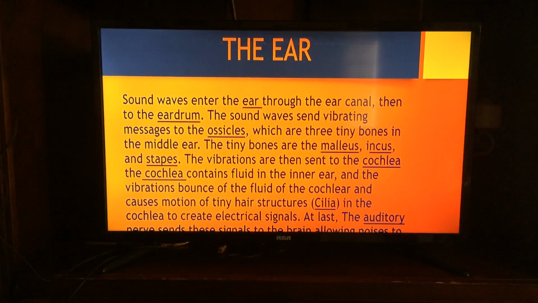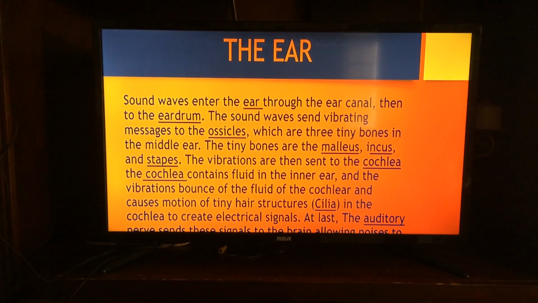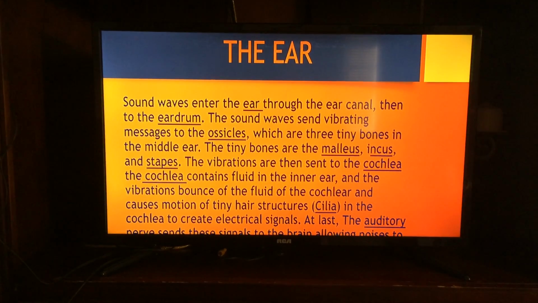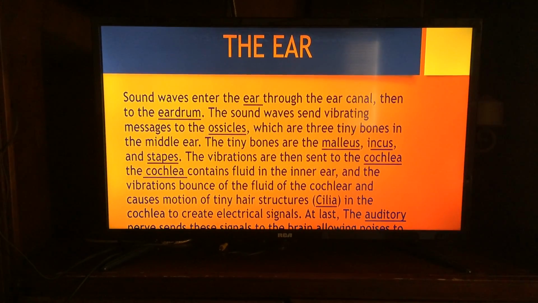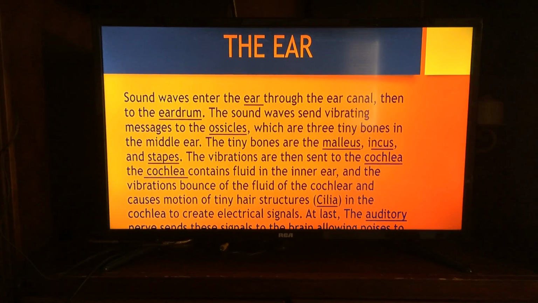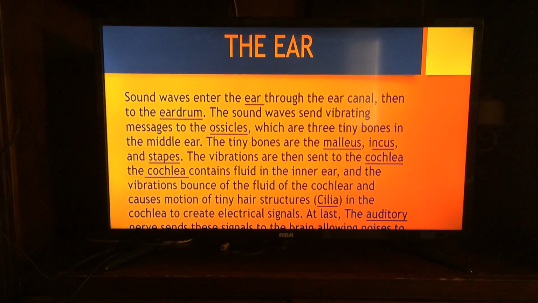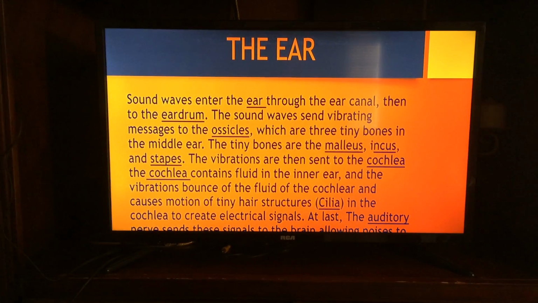Now to the ear. Sound waves enter the ear through the ear canal, then to the eardrum. The sound waves send vibrating messages to the ossicles, which are 3 tiny bones in the middle ear. The tiny bones are the malleus, incus, and stapes. The vibrations are then sent to the cochlea.